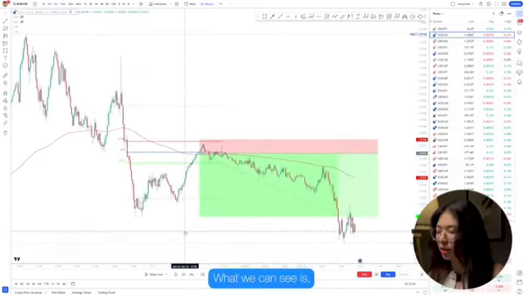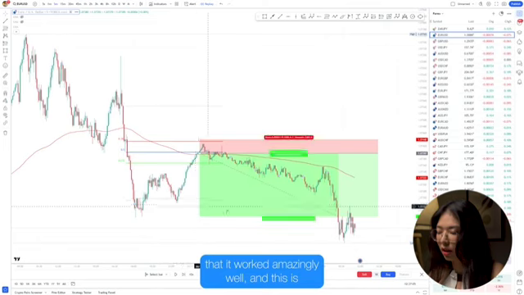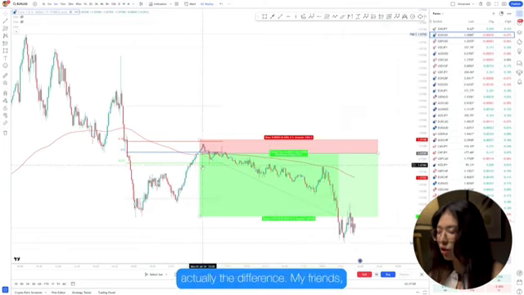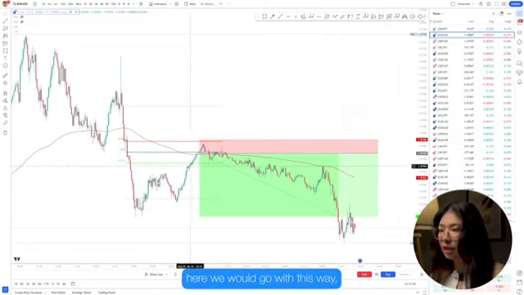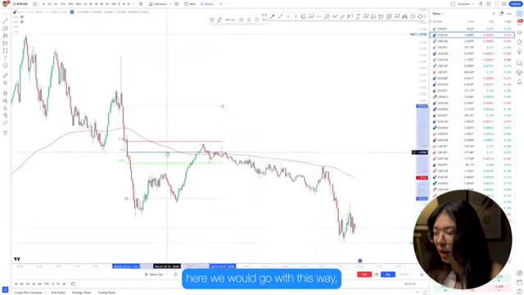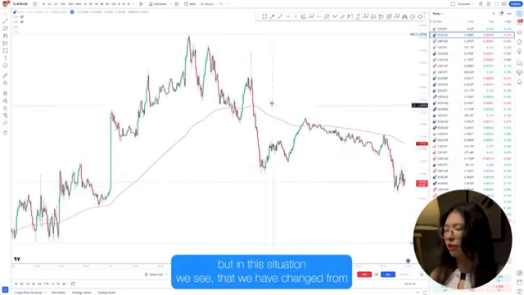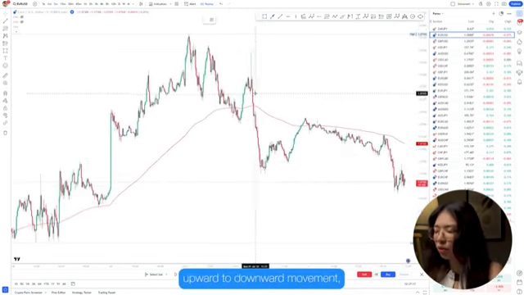So what you can see is that it worked amazingly well, and this is actually the difference. And my friends, here we will go this way. But in this situation, we see that we have changed from upward to downward movement.